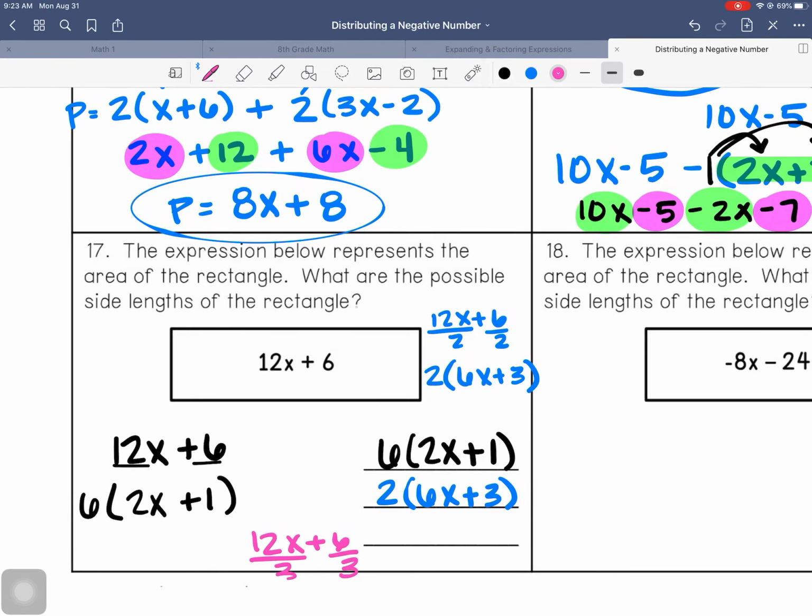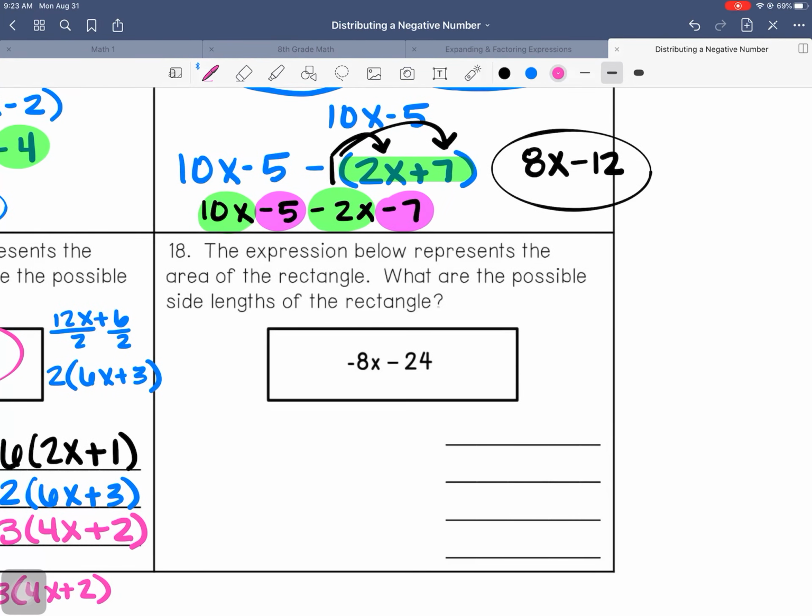These would be 3 examples of problems that when you have distributed the term out front, you would end up with 12x plus 6.